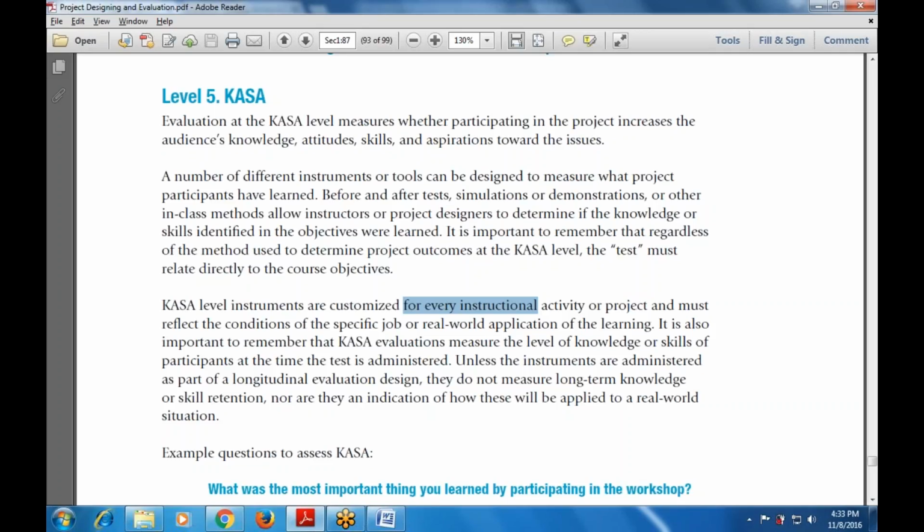So KASA level instruments are customized for each and every activity or project that is used for the specific job, that is used for the real world applications of the learning.